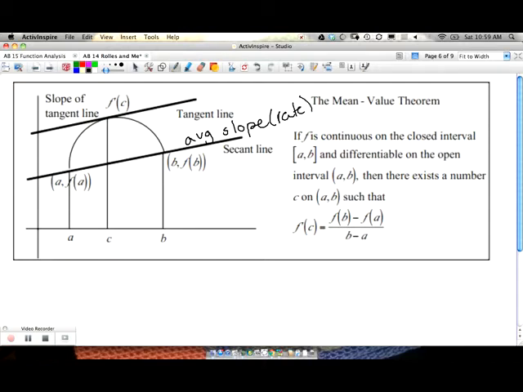Our average slope, our average rate. Because we're just finding the slope from one point to another. This is old school algebra. This is not calculus. This is algebra, finding the slope between 2 points.